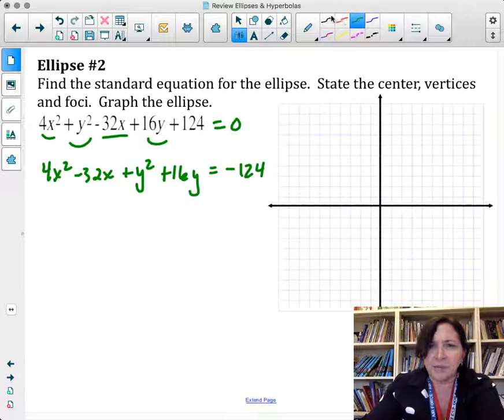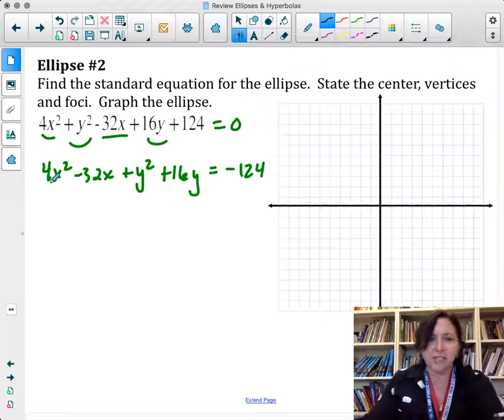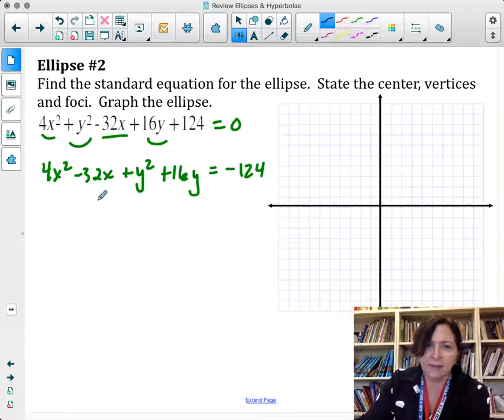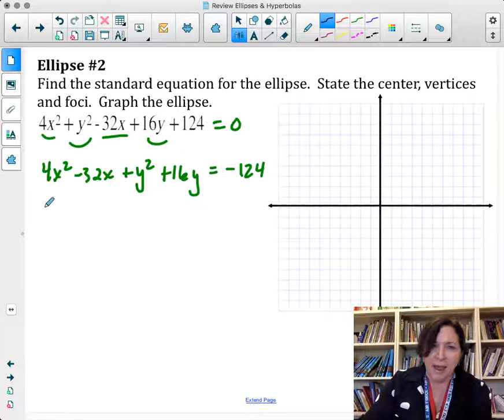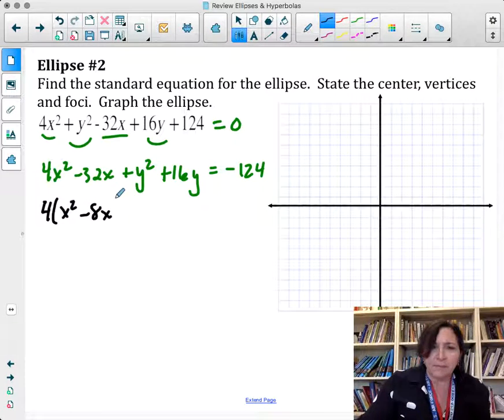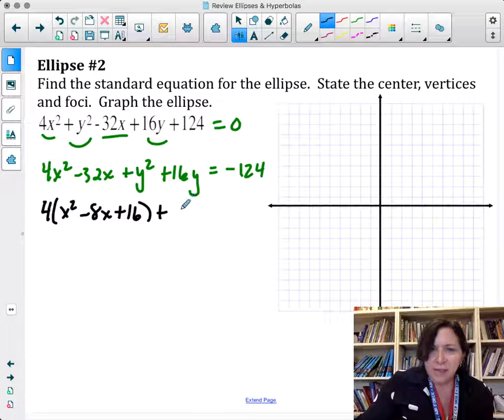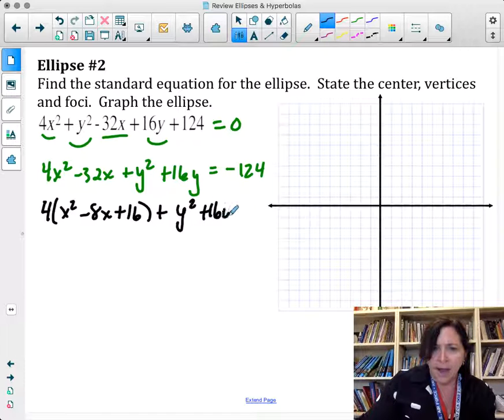In completing the square, I know that my y squared coefficient and my x squared coefficient have to be 1. That means I need to factor out anything that's in front of my x squared or y squared terms, including a negative sign if I had that. So we take out a 4 and get x squared minus 8x. Half of 8 is 4, and 4 squared is 16. Now we're going to complete the square again: y squared plus 16y, half of 16 is 8.